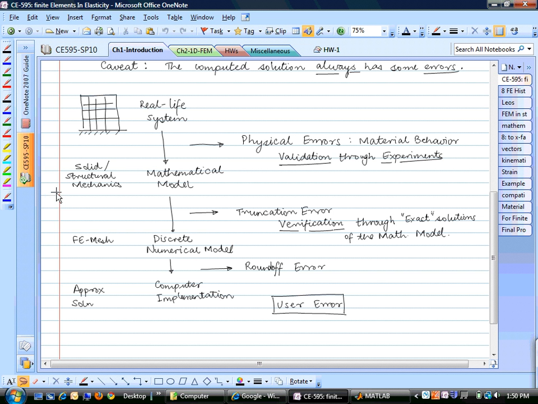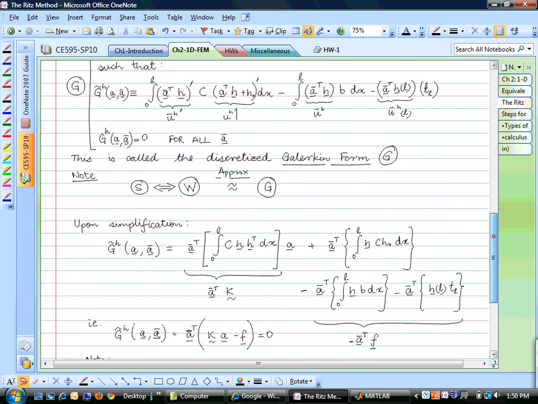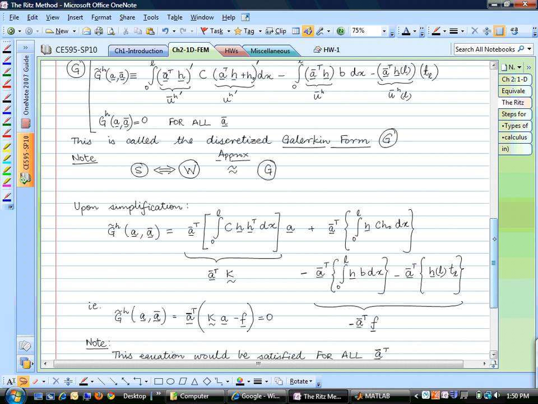kinematic equations. Now we have made the discretized approximation. So now we are at this level. So we have discretized our governing differential equation. And then finally, we'll implement it in the computer and see what we get. So this is the second level of approximation, if you want to think of it that way. So Galerkin form is the approximation of this.